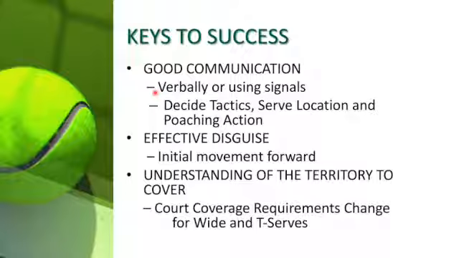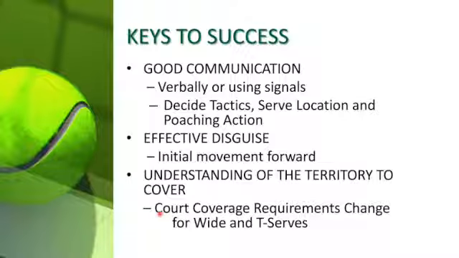Players communicate verbally before a point to decide tactics, location of the serve, and whether poaching will be performed. The server's partner can also use hand signals to indicate the location of the serve and his intention to poach or not. That's called the signal poach. In order to disguise the poach effectively, both the server and the server's partner initially move forward as usual before initiating the cross.